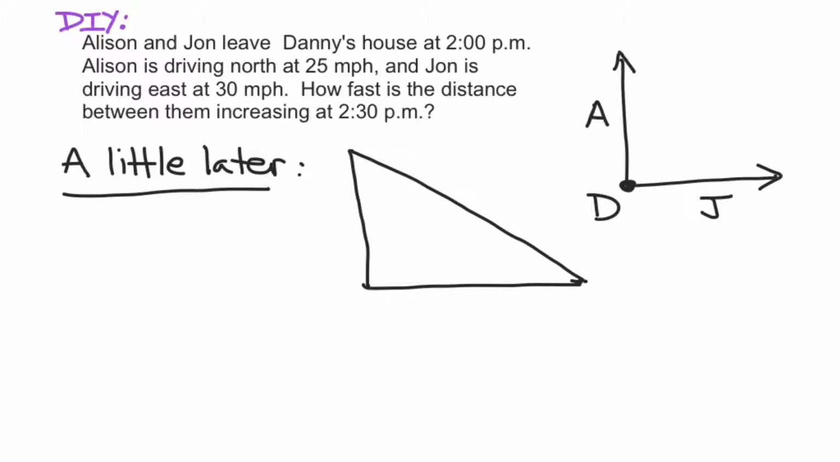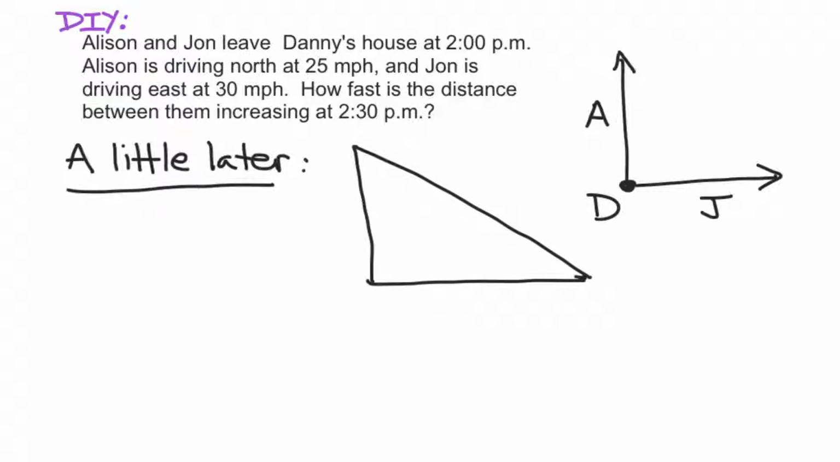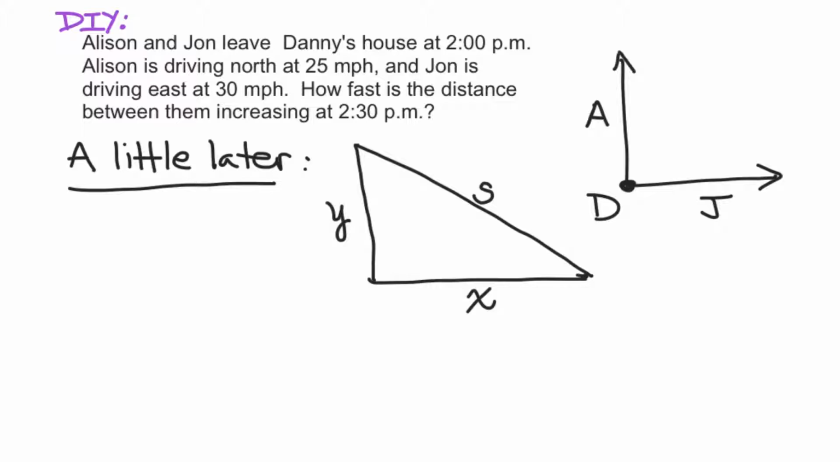Let's see what happens a little later, just a little bit after 2 p.m. Well, we see that John has traveled some distance, Allison has traveled some distance, and so let's label those. Let x be the distance that John has traveled, y be the distance that Allison has traveled, and let s be the distance between John and Allison at some later time t.